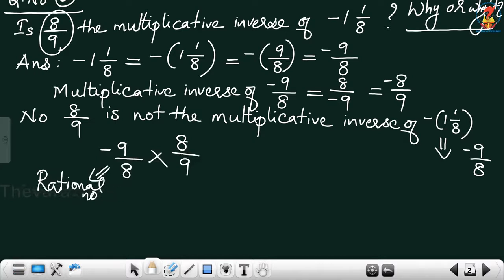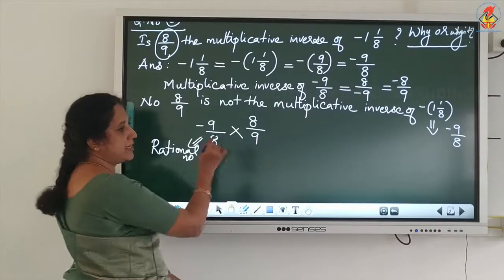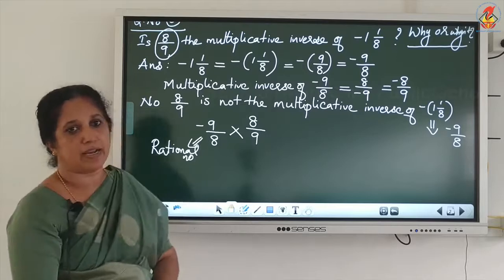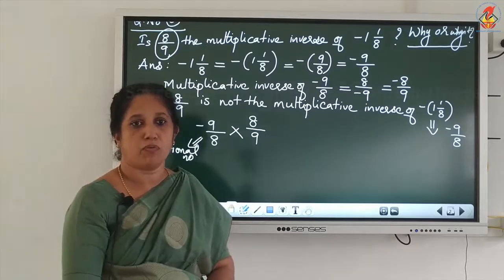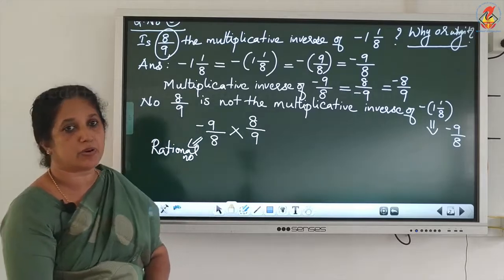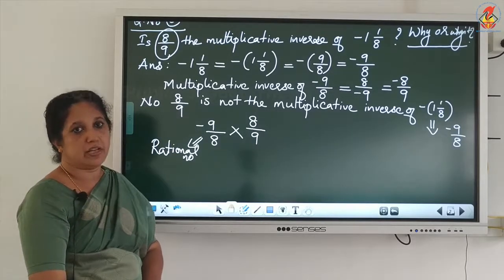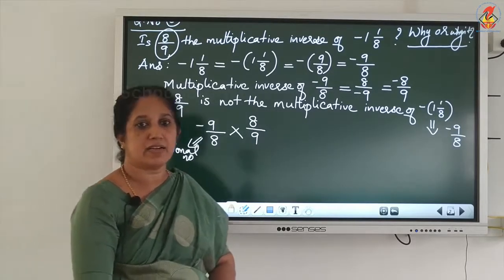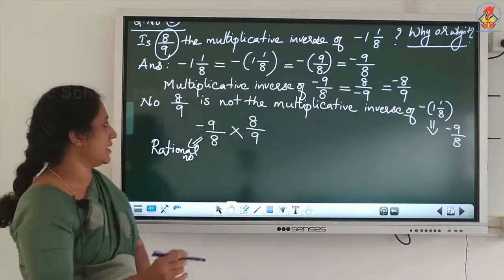When a rational number is multiplied by its reciprocal or multiplicative inverse, the product is always 1. That means a rational number into its multiplicative inverse or reciprocal is equal to 1. The product of a rational number and its reciprocal is always 1. So we have to get the answer as 1. We are going to check it.